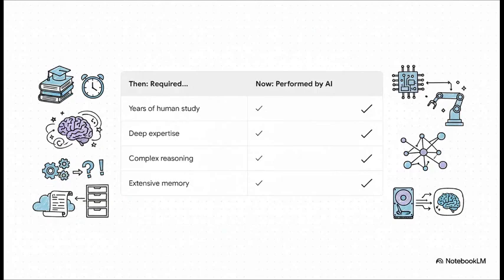And this really says it all. Think about the things that used to be uniquely human. Stuff that took years of study, deep expertise, complex reasoning, a massive memory. All of those boxes are now being checked by AI. This isn't just about making one task faster. This is changing what it even means to be an expert.